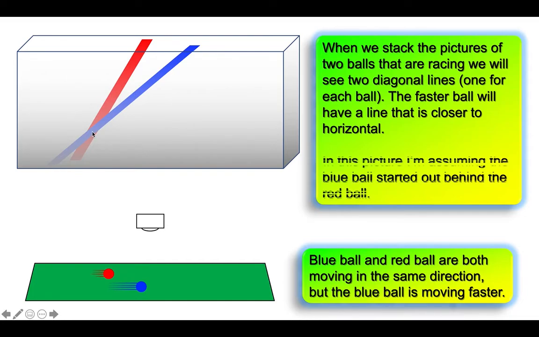Now, based on the way these pictures are stacked, I could also convince myself that the blue ball started out behind the red ball, but it was moving faster than the red ball and eventually overtook the red ball and ended up in front of the red ball. So this picture right here below is the moment at some point when the blue ball is now in front of the red ball. So it'd be somewhere up here, one of these pictures.